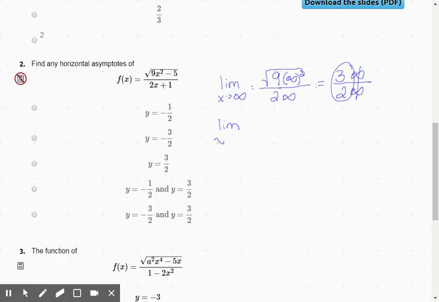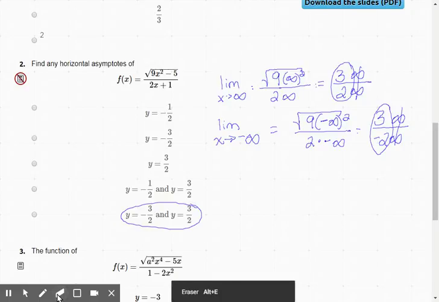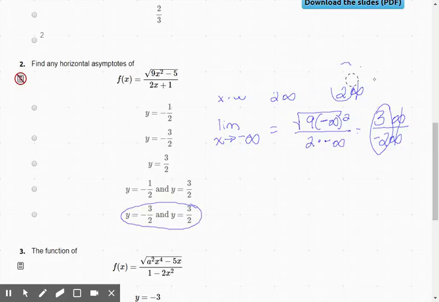Let's look as we go to negative infinity. Same deal in the numerator. In the denominator, though, we've got a negative. So in the numerator, the square root of 9 is still 3. Negative infinity squared makes it positive infinity squared, and then we take the square root, so that's positive infinity. And in the bottom, we have negative 2 infinity, so negative 3/2. So we have 2 horizontal asymptotes, plus and minus 3/2. You gotta look at positive infinity and negative infinity. Don't forget to go both directions.